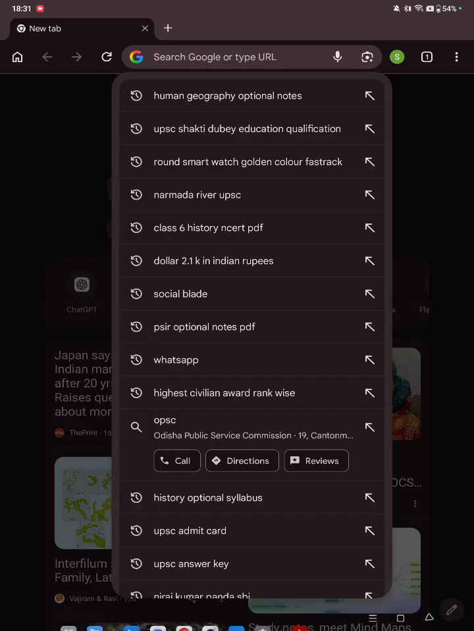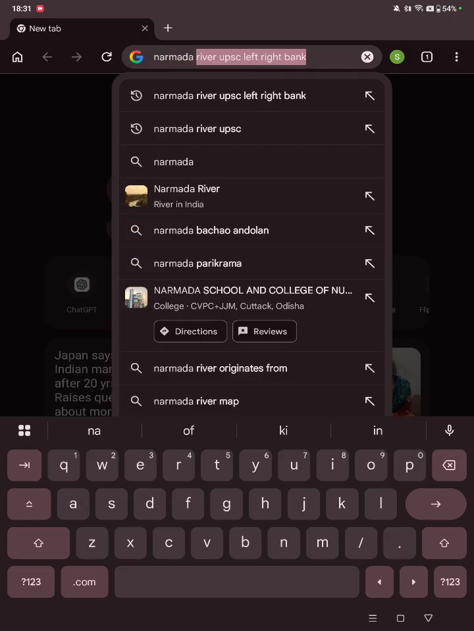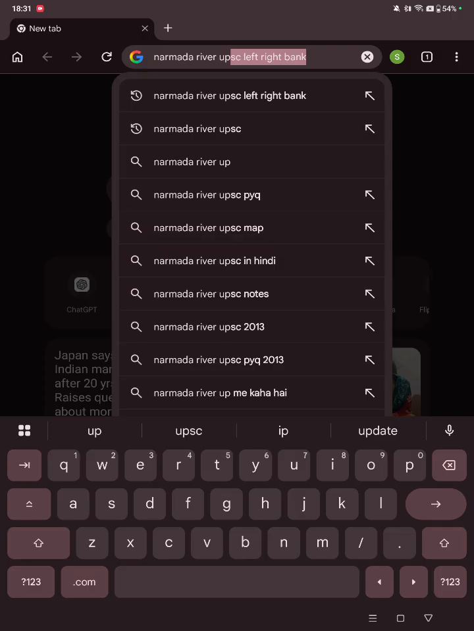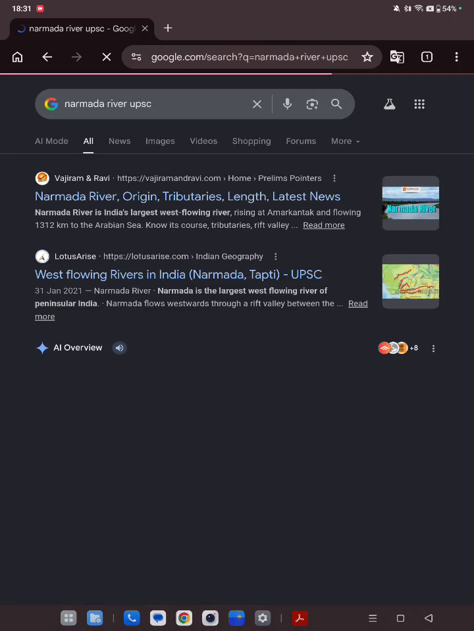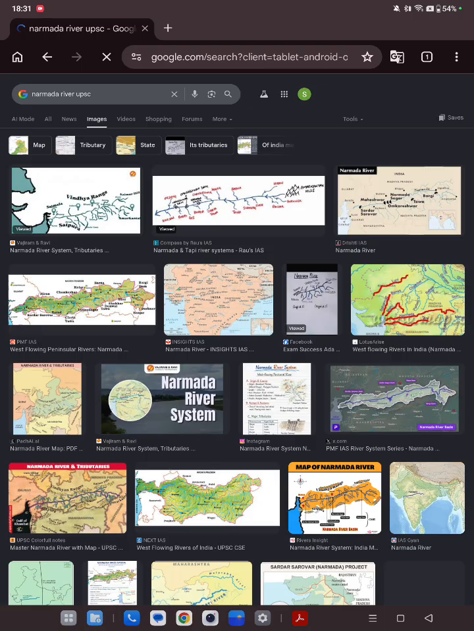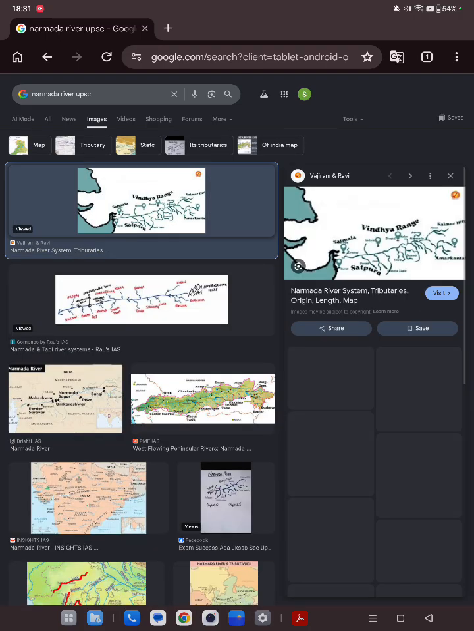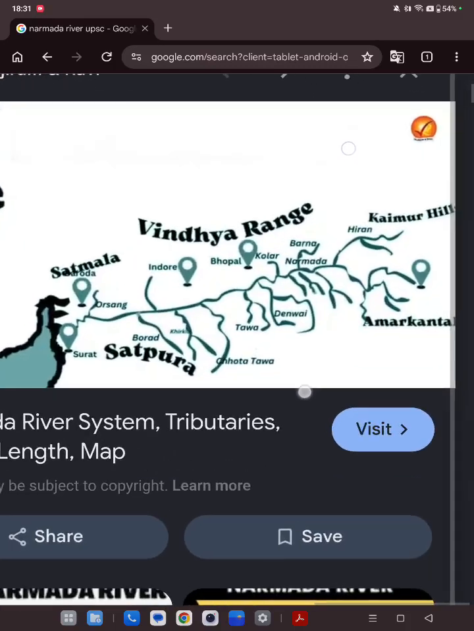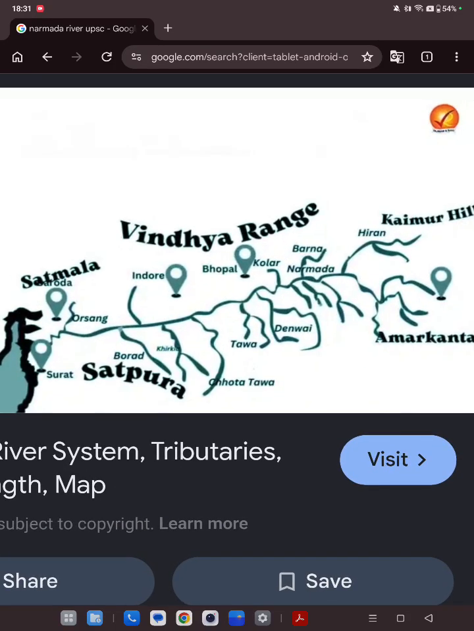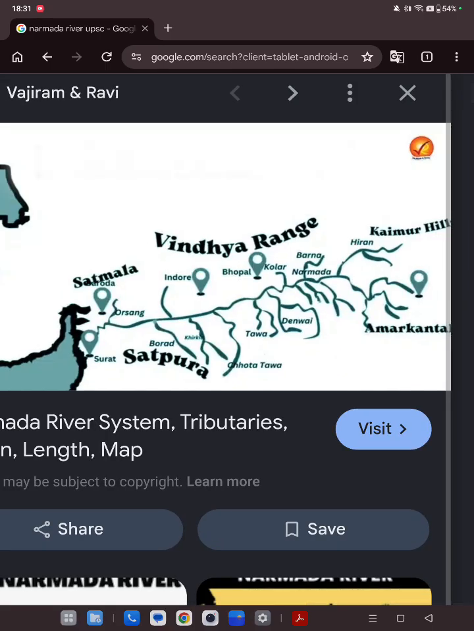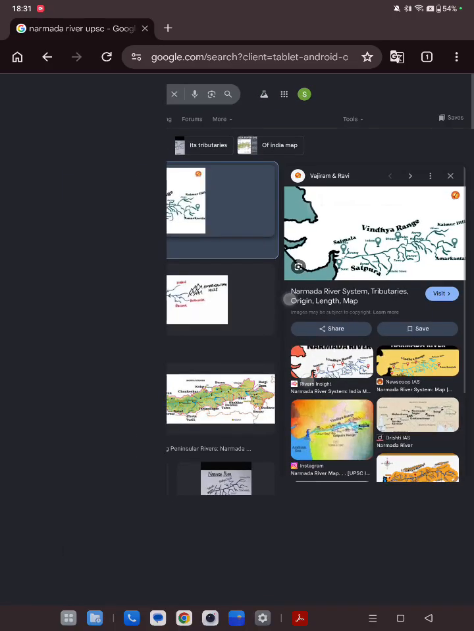Just go to Google and search Narmada River UPSC. Okay, go to the images. Now you can see here is the image. So the first idea we got is that Narmada originates from the Amarkantak plateau. The next is that it is situated between the Vindhya range and the Satpura range. These are the two main important facts: it originates from the Amarkantak plateau, and it is situated between the Vindhya range and the Satpura range.